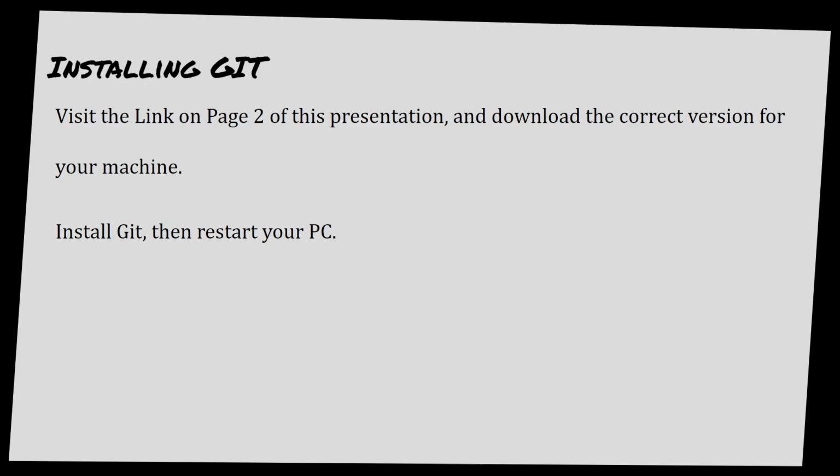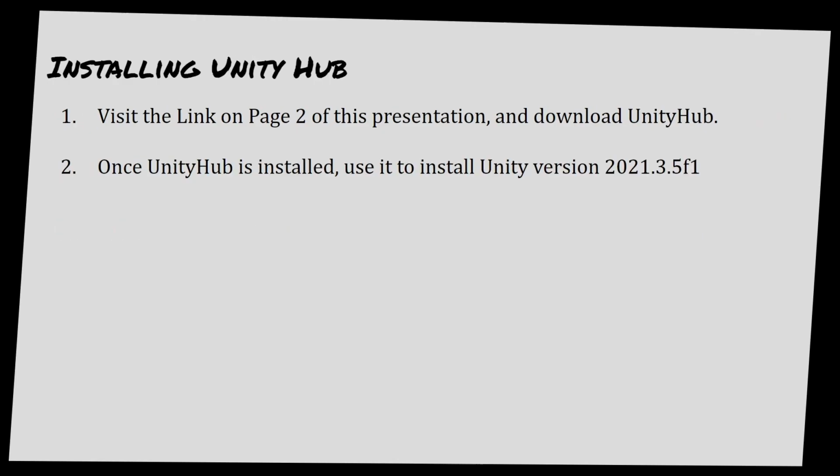Installing Git, you're basically going to want to visit the link and download the correct version for your machine. You're going to install Git, and then you're going to restart your PC. You have to restart your PC or you won't be able to correctly install the SDK into Unity. Then you're going to want to install Unity Hub by visiting the link and downloading from the website. Once it's installed, you're going to use Unity Hub to install Unity version 2021.3.5F1, which I'll also have a link to in the description, because not every version of Unity shows up in Unity Hub by default, so it's just easy if you have a website link.